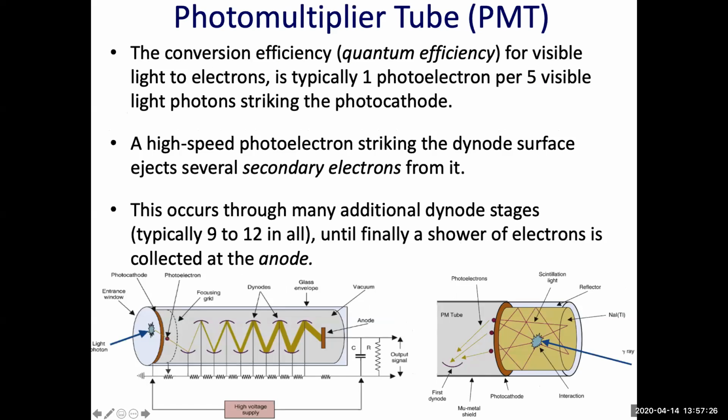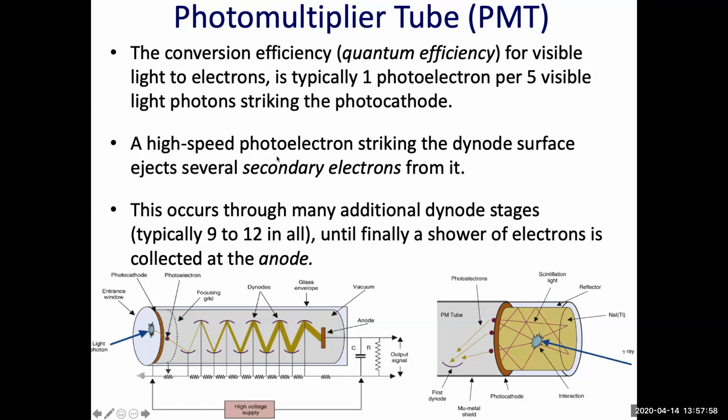The conversion efficiency, called quantum efficiency, for visible light to electrons is typically 1 photoelectron per 5 visible light photons striking the photocathode. We already mentioned that we need about 5 visible light photons to produce 1 photoelectron at the photocathode. But this is not a fixed number; it could be 6 or 7 visible light photons to produce 1. I'm saying that for now, and we'll come back to it later on.